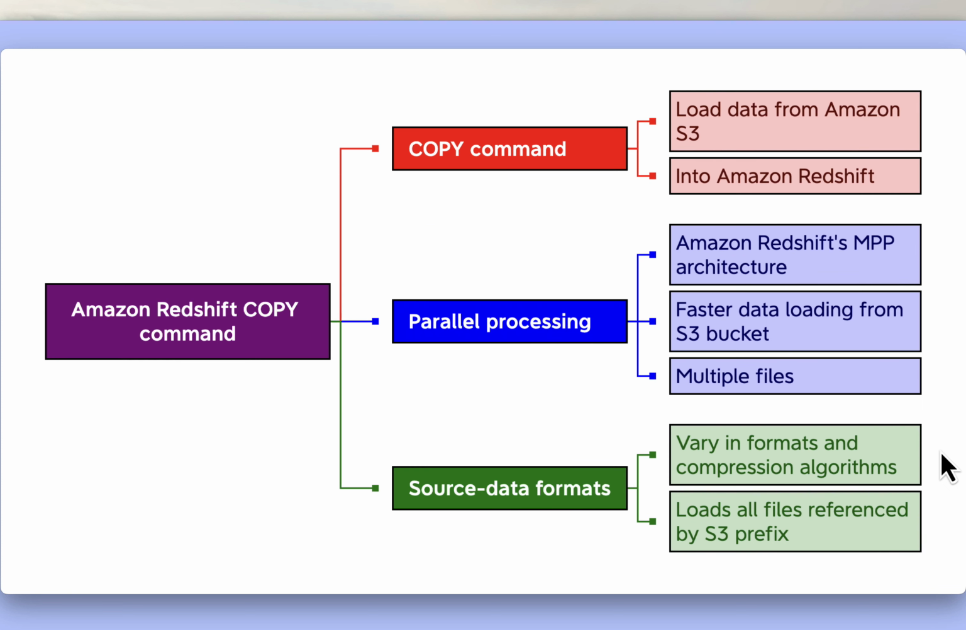Amazon Redshift Copy Command. 1. Copy command, a method to load data from Amazon S3 into Amazon Redshift. 2. Parallel processing, uses Amazon Redshift's massively parallel processing, MPP, architecture for faster data loading from multiple files in an S3 bucket. 3. Source data formats. Data files can vary in formats and compression algorithms. The copy command loads all files referenced by the S3 bucket prefix.